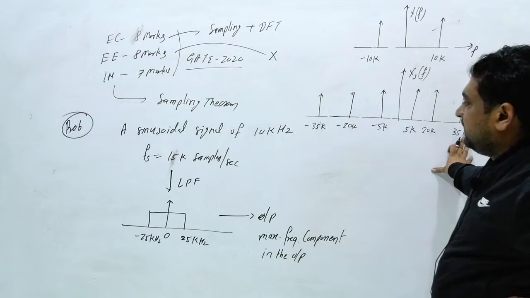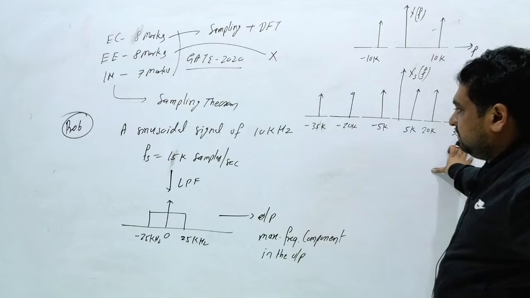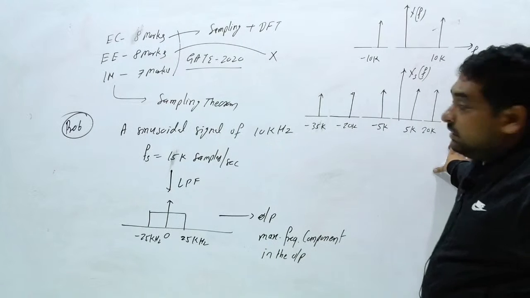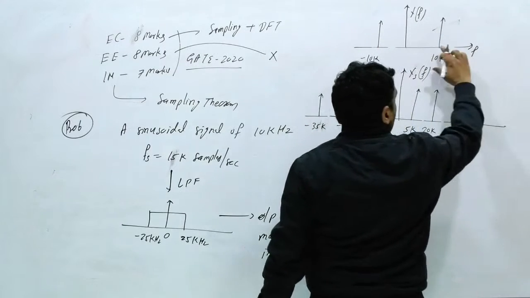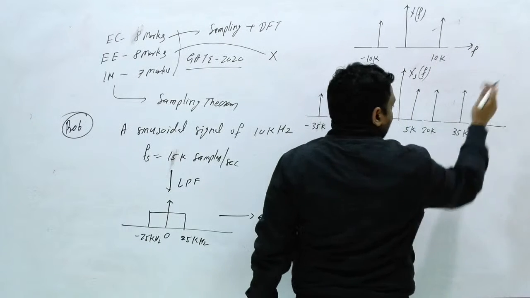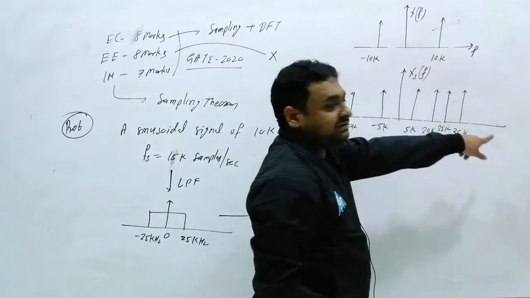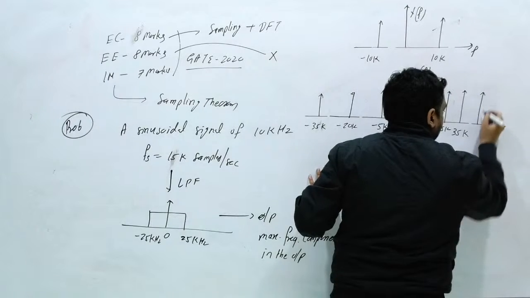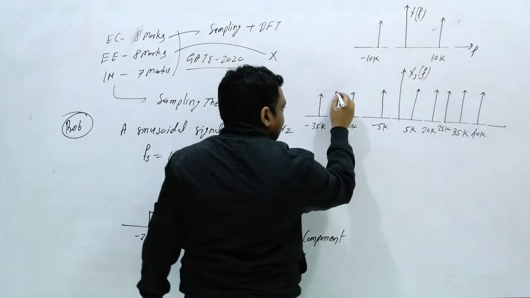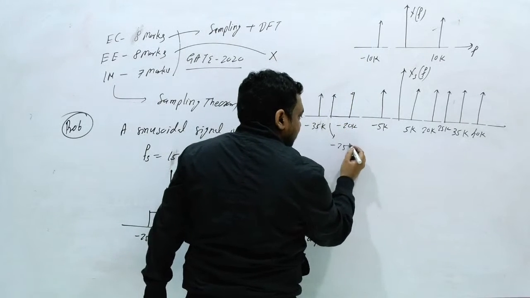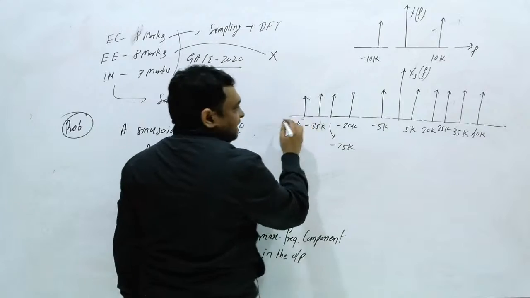Okay, our sinusoidal is 10 kilohertz and the sampling frequency is 15. We have shifted this right and left. Now again shift this signal right: the 10 becomes 25, then the next 40, so here you will get 40K. Again shift the signal left: you will get minus 25, and next minus 40. Minus 40K. Clear this thing?